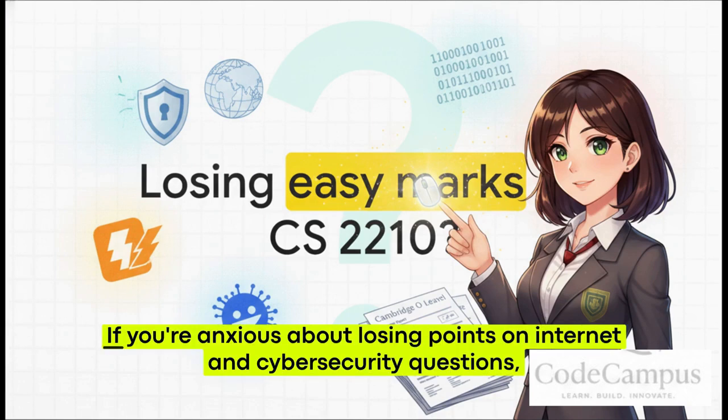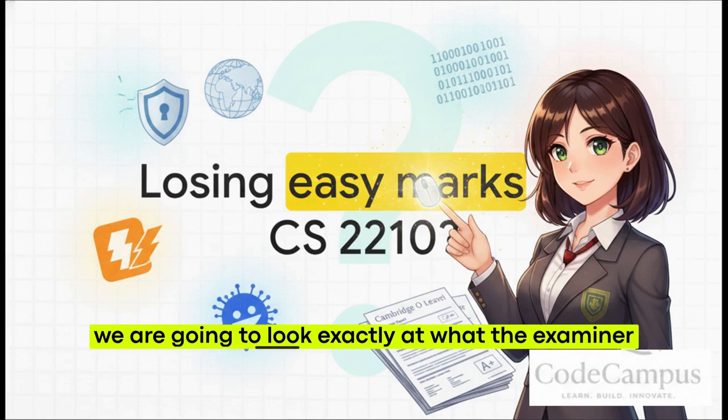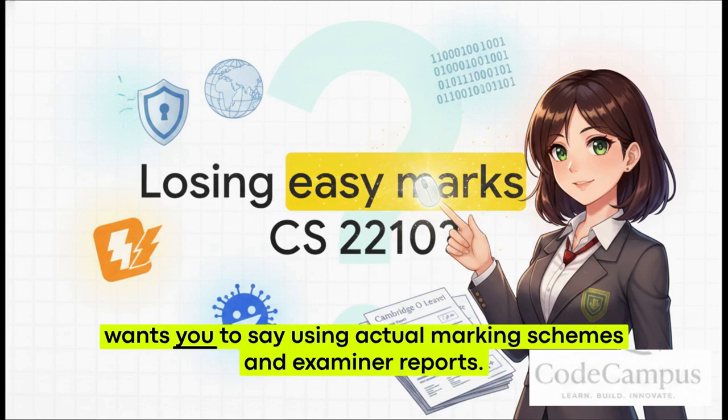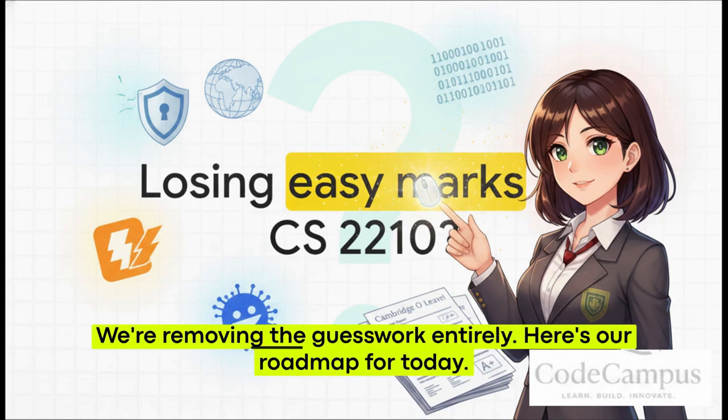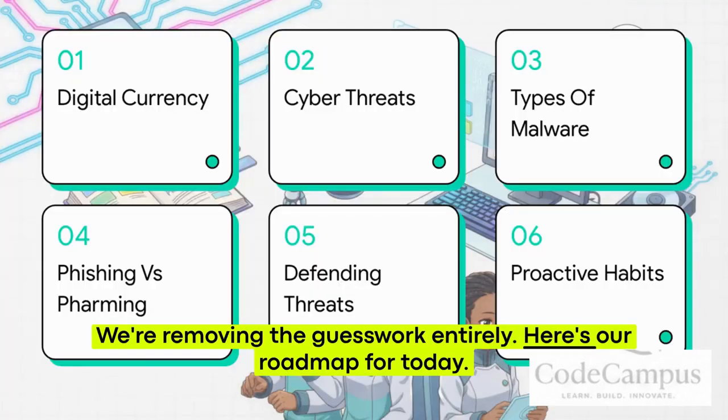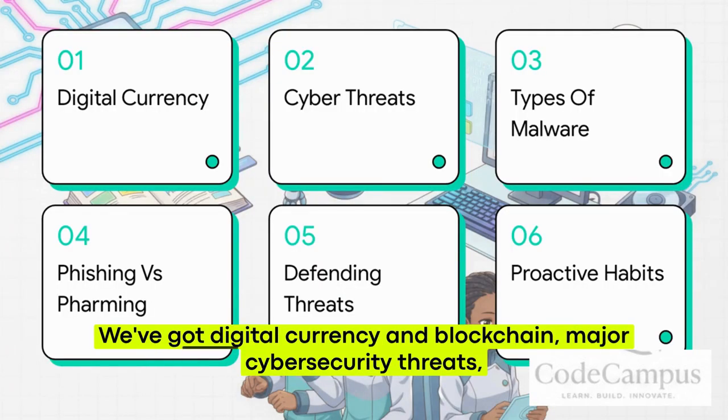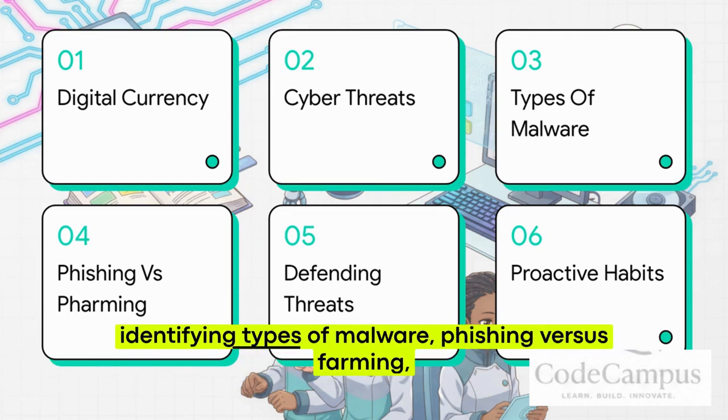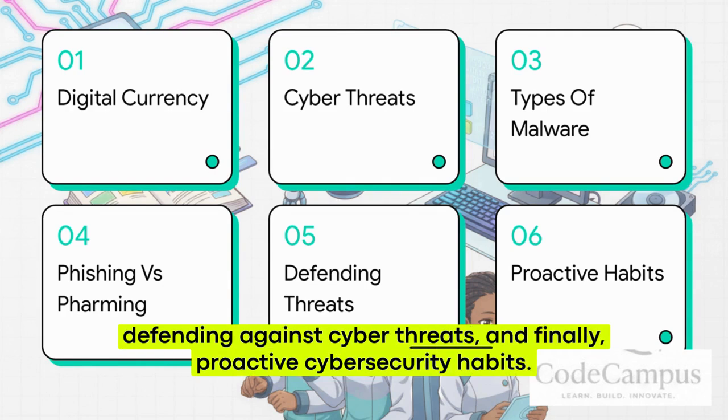It's so annoying. If you're anxious about losing points on internet and cybersecurity questions, we are going to look exactly at what the examiner wants you to say using actual marking schemes and examiner reports. We're removing the guesswork entirely. Here's our roadmap for today. We've got digital currency and blockchain, major cybersecurity threats, identifying types of malware, phishing versus farming, defending against cyber threats, and finally, proactive cybersecurity habits.